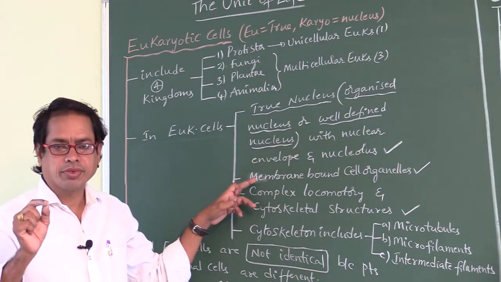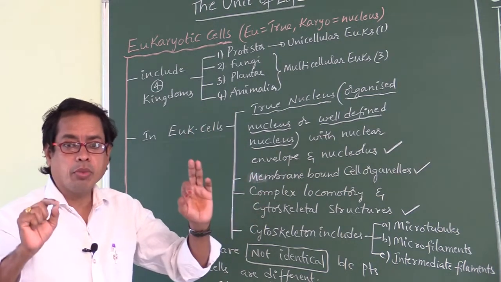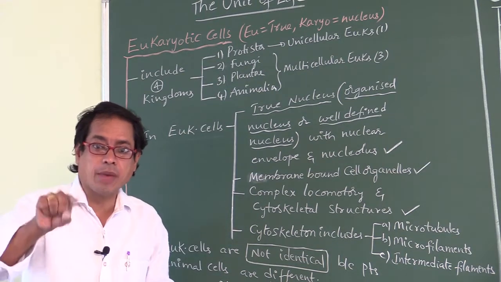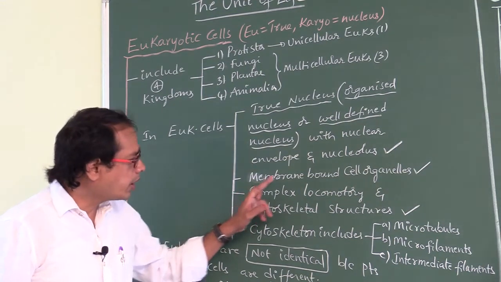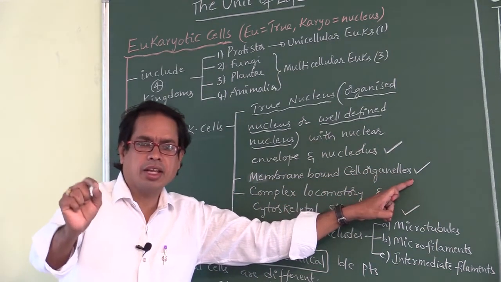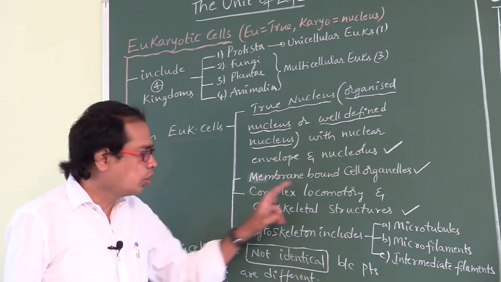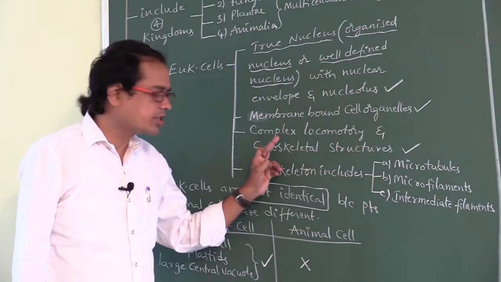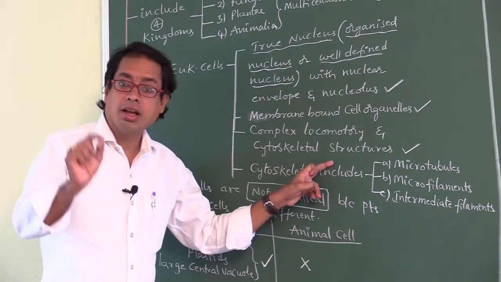Inside that cell, membrane bound cell organelles are present, whereas those membrane bound cell organelles are absent in prokaryotic cell. Very, very important point. So membrane bound cell organelles are present in eukaryotes, absent in prokaryotes. And complex locomotory and cytoskeletal structures are present.